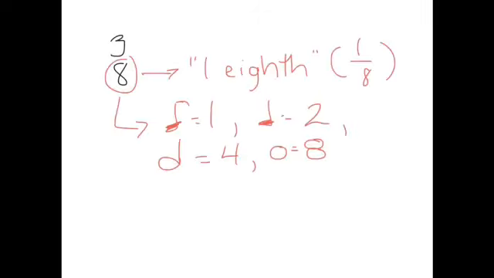Or how about a time signature like 3/8 time? Now we say 1/8, or an 1/8 note, equals 1 beat, a quarter note would equal 2 beats because it's twice as big, a half note would equal 4 beats because it's 4 times as big, and a whole note would equal 8 beats because it's 8 times as big.